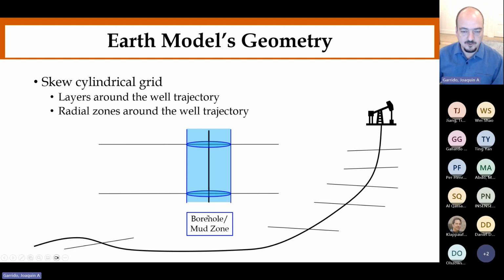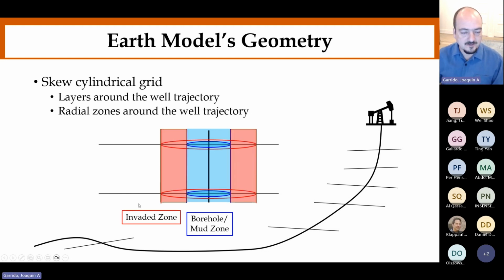In every model, you're going to have at least one zone, which we call the borehole or the mud zone. So we always have that area. Then you may or may not have invaded zones, and it can be one or it can be multiple. And you will always have a formation zone, which is going to be after any invasion. And that's going to fully describe the Earth model that we have.